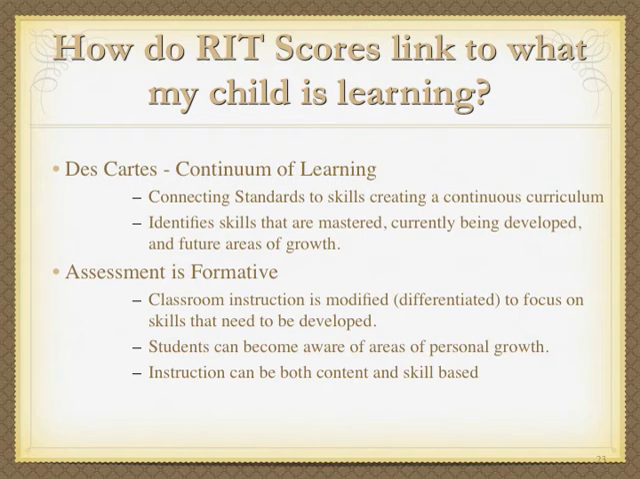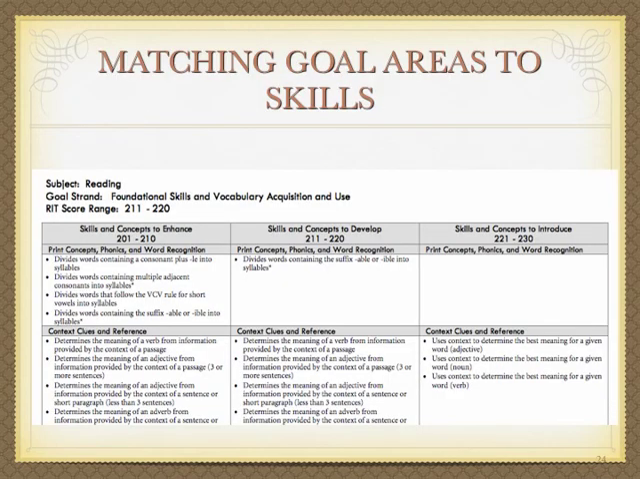How do we do this? I've talked a lot about needing to have skills that children are working on. Well, we use this thing called Descartes. Descartes is a list of continuum learning. What are the standards kids need to develop, and how do we move in that progressive piece? It's a formative assessment, as we mentioned earlier. We're going to be using this data to actually guide what's going on in the classroom to help your child grow.